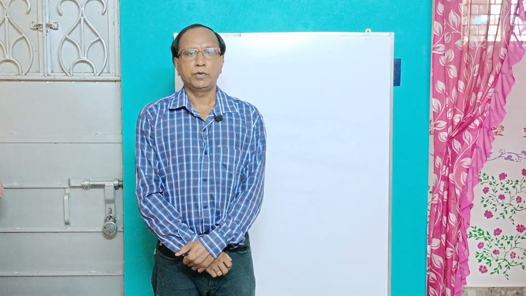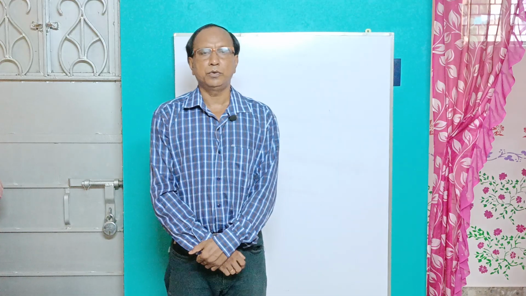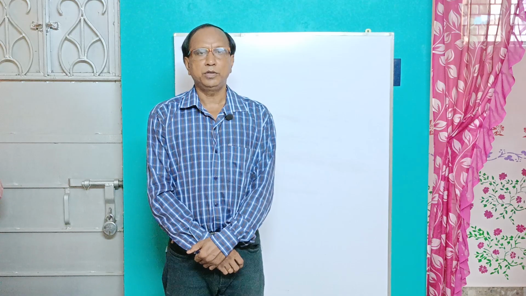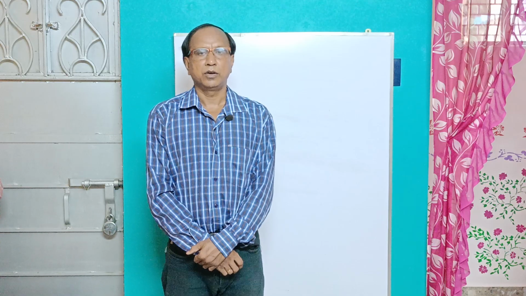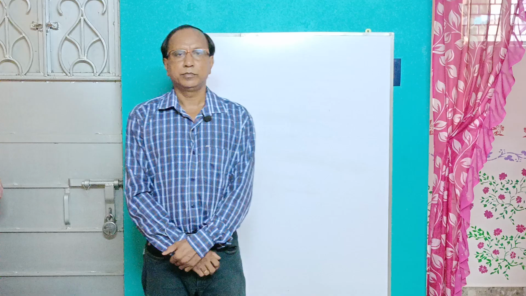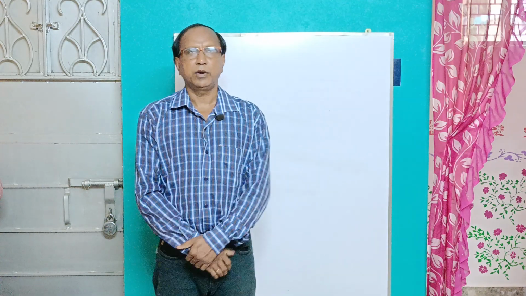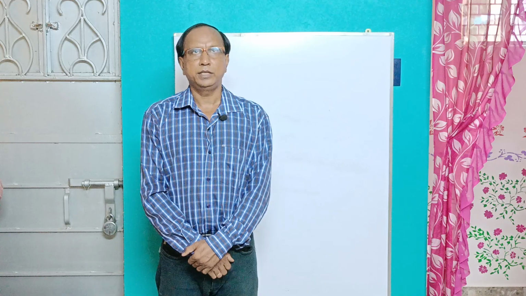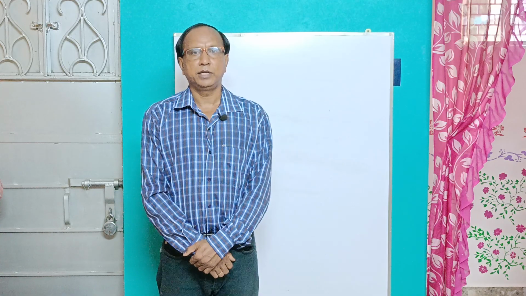Now, what are the main criteria to get success in this field? First of all, I have told you the basic needs. There are only four basic needs: a mobile, a tripod, a board with marker pen and duster, and a microphone. And for lighting, you need only a tube light. These are the basic needs to start an educational channel.